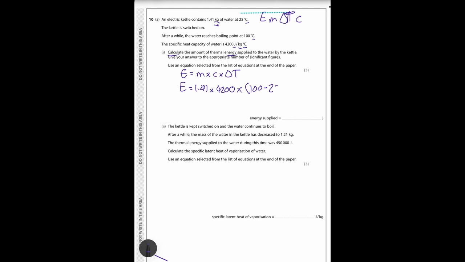So 100 take away 25, which will be 75. But I can just put all of this into my calculator now. So 1.41 times 4,200 times 75. 100 take away 25, and that is going to be equal to 444,150. So I'll write the full number, always get in the habit of putting two significant figures.